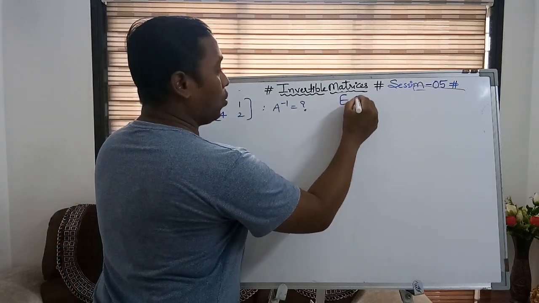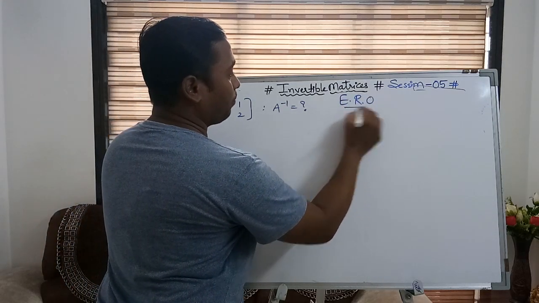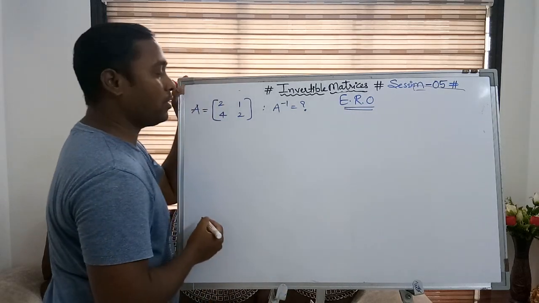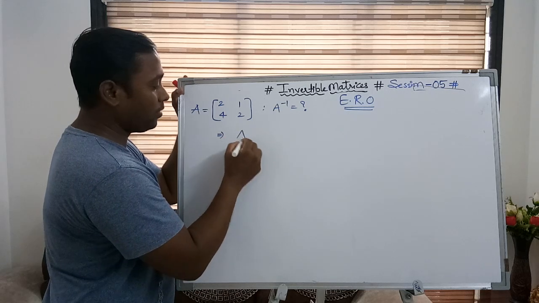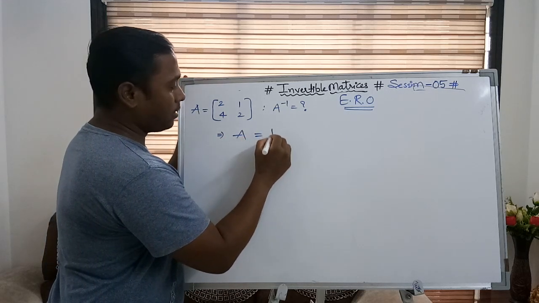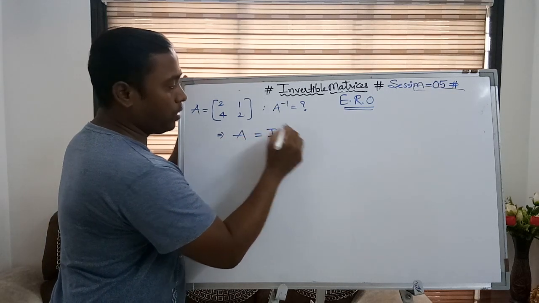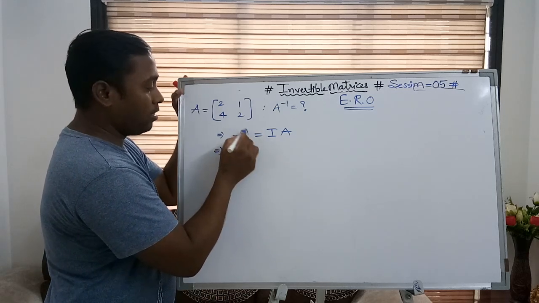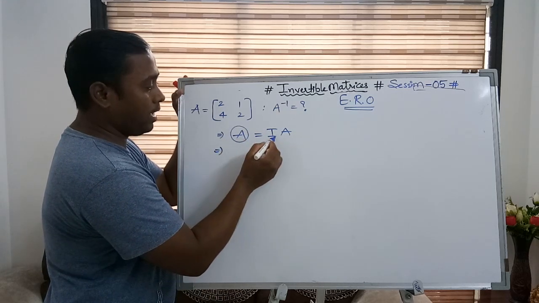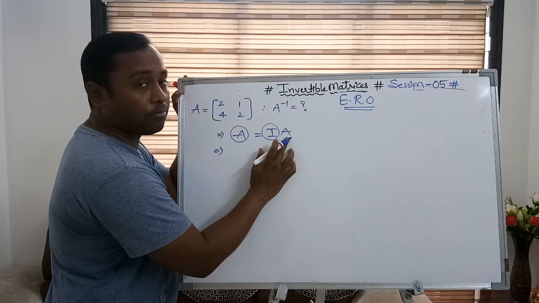Elementary row operation, ERO method. Elementary row operation. In this method, how will we start? The first step is that every square matrix can be written as I into A. We'll always start with the first step like this.